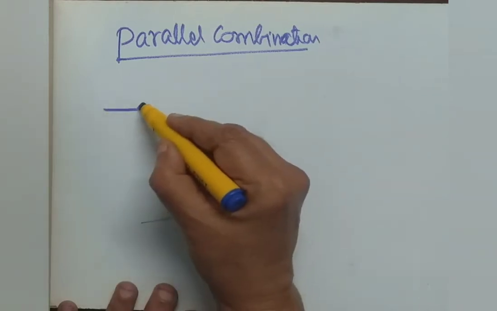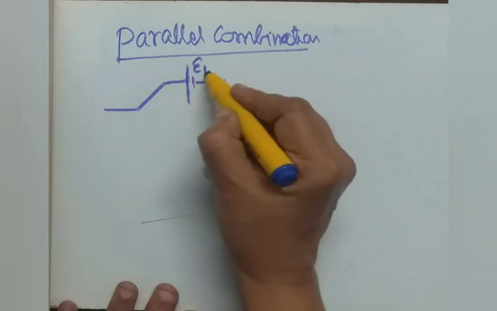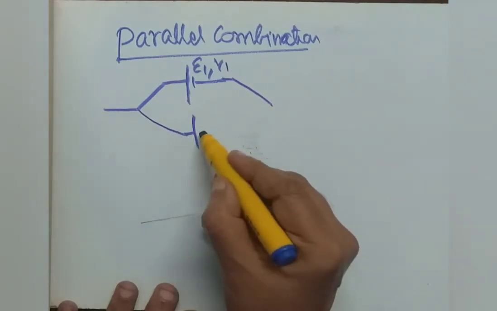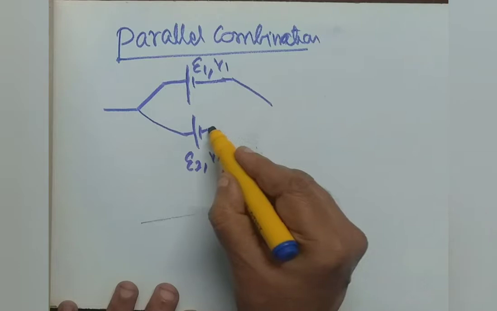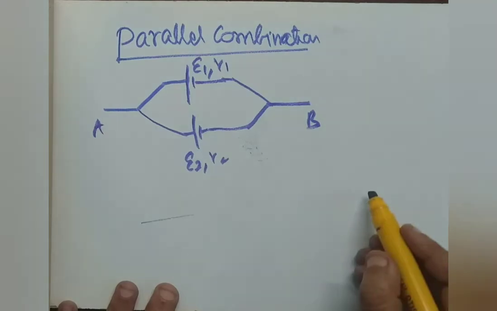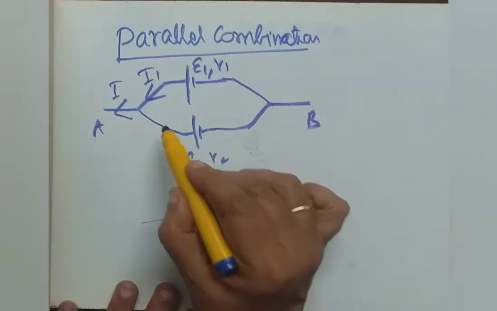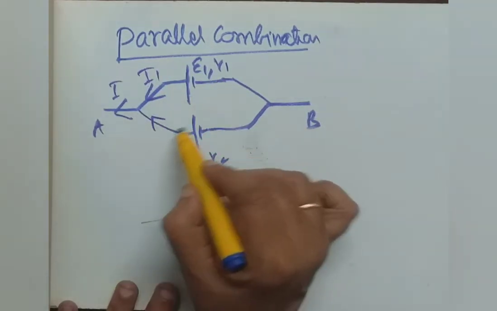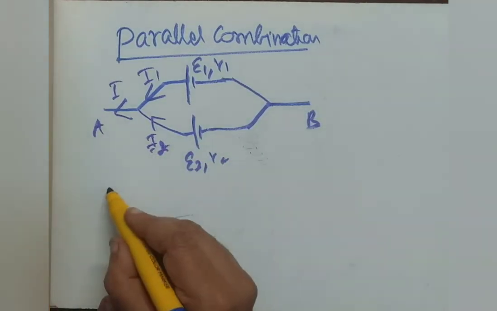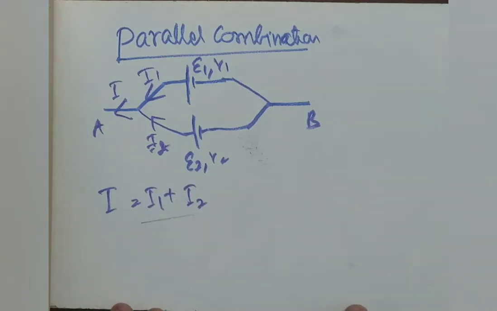Say I write the circuit for the parallel combination like this. This is a cell of EMF E1 and internal resistance R1, and this is another cell of EMF E2 and R2. So this is the combination. We take A and B as the endpoints, which generates a net current I. Current in E1 is I1, current in E2 is I2, like this. Now we can simply write I equals I1 plus I2.